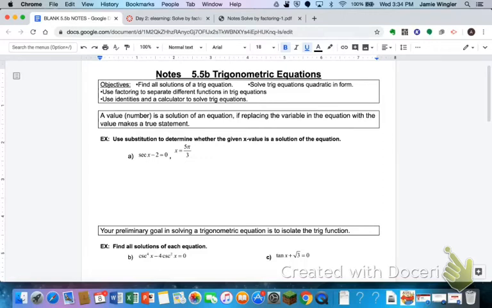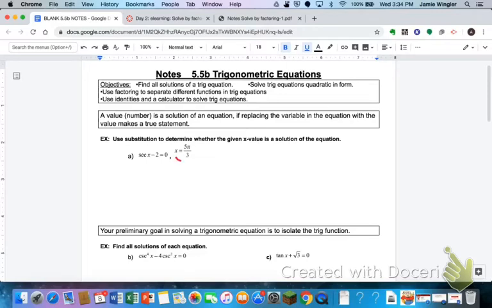The first page of these notes are very similar to what you did last time. It just has some secants, cosecants, and tangents in there. And then the second page is going to be a little bit different. The rules really don't change. There's no blanks to fill in today. We're just going to get after it.